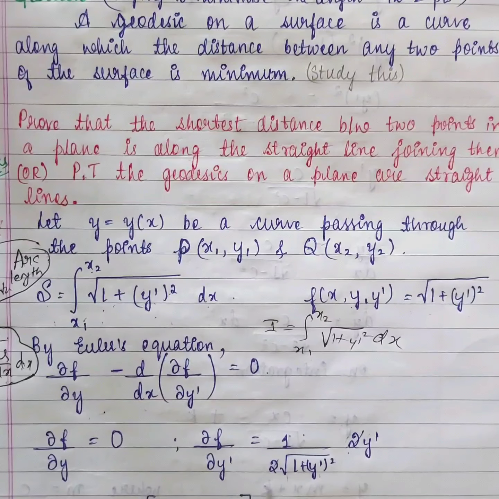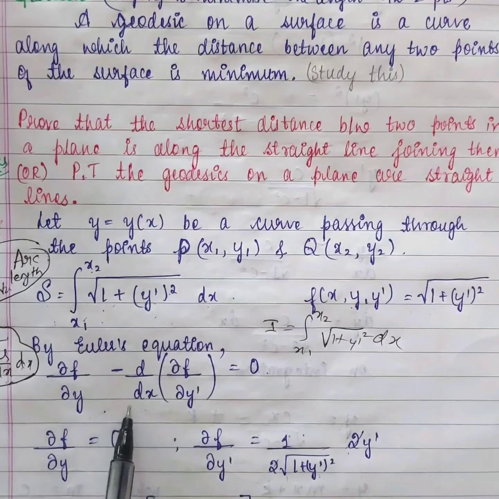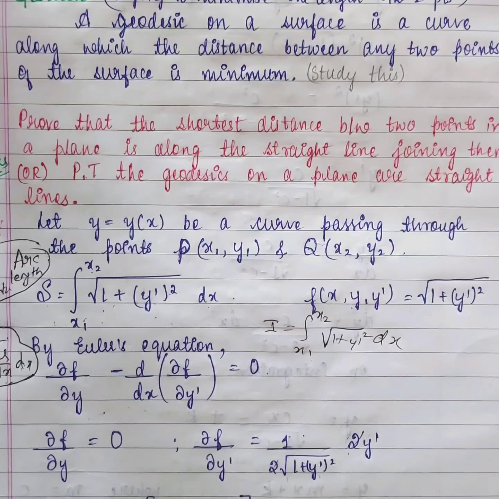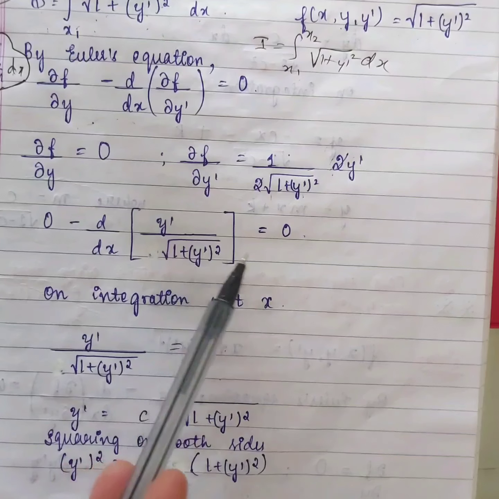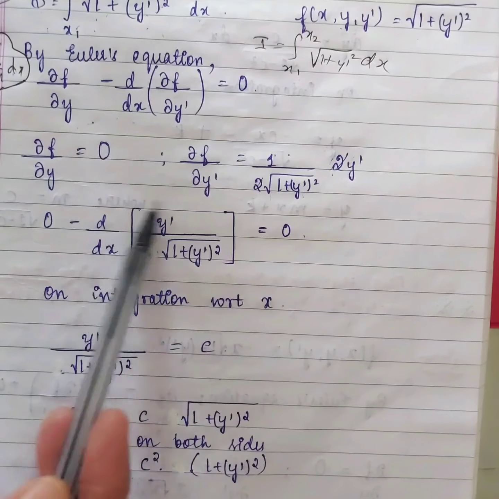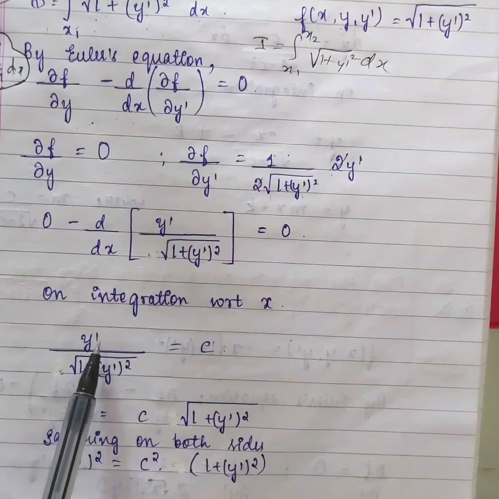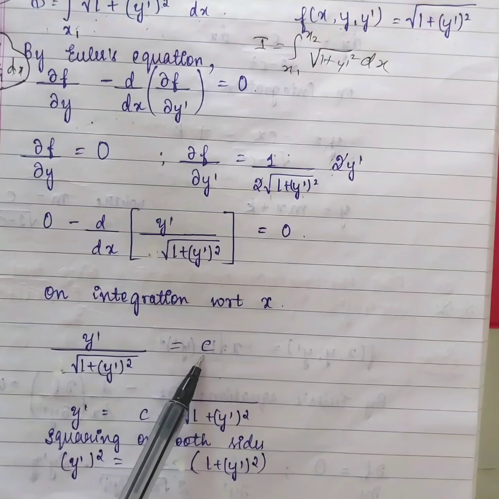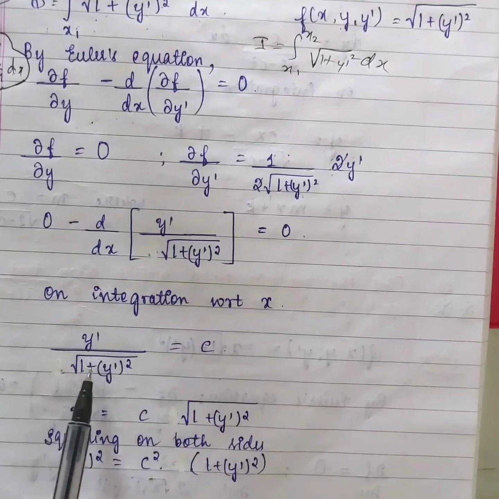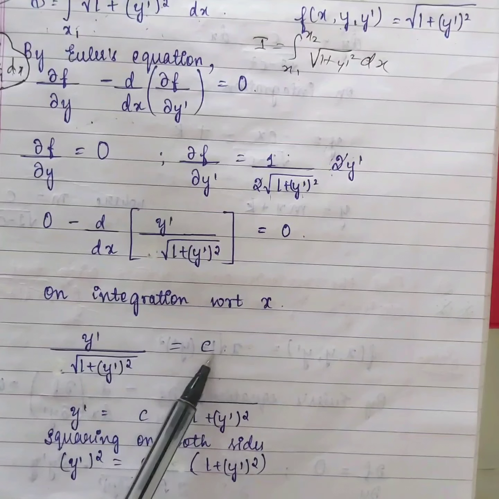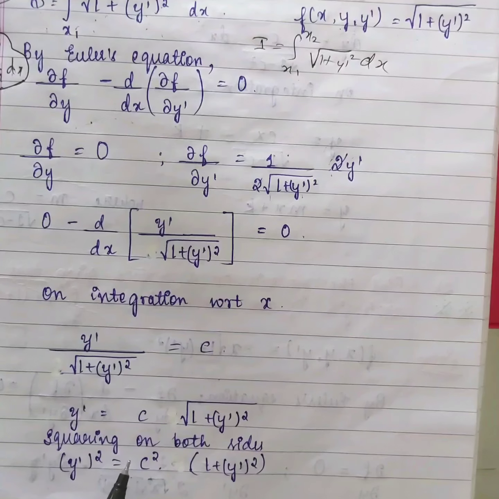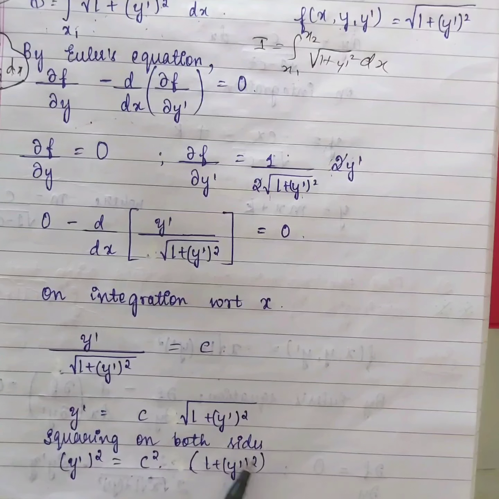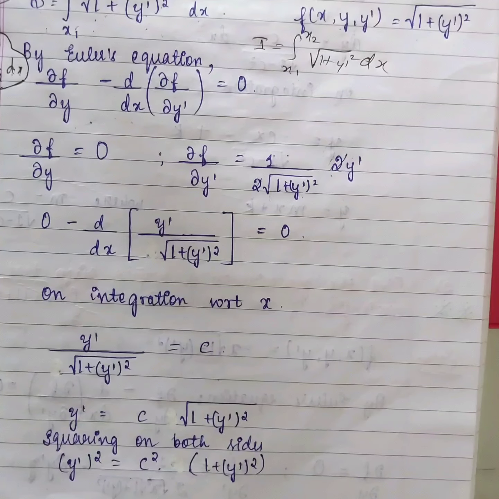We are going to substitute this in the given Euler's equation. So the first term will become 0, and the second term is d by dx of this thing. The derivative of something is 0 means that something should be a constant. So y dash by root of 1 plus y dash square is c, some constant. We are going to simplify. So y dash is equal to c into root of 1 plus y dash square. We square on both sides to get rid of the square root. So y dash square is equal to c square into 1 plus y dash square.